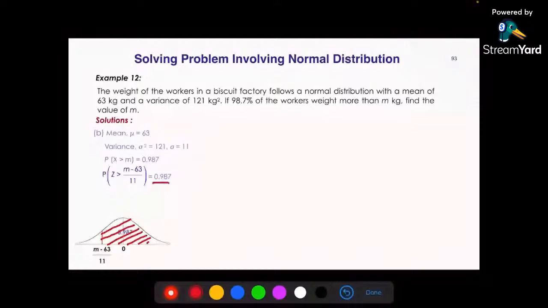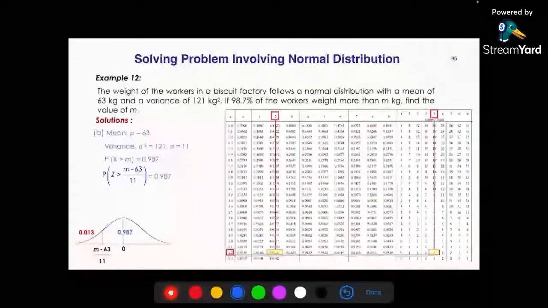So echo. Kenapa sini 0.013? Because when you add them together, yang ini 0.013 tambah 0.987, you akan dapat 1. Remember, probability is always equals to 1. Tambahkan kedua, area under the graph adalah 1. So kita nak tahu 0.013 tu berapa. So 0.013, we can see it here, kat sini, nampak ni.